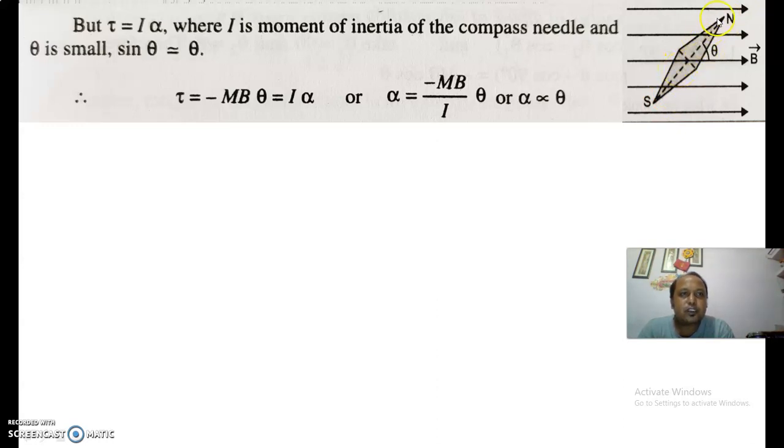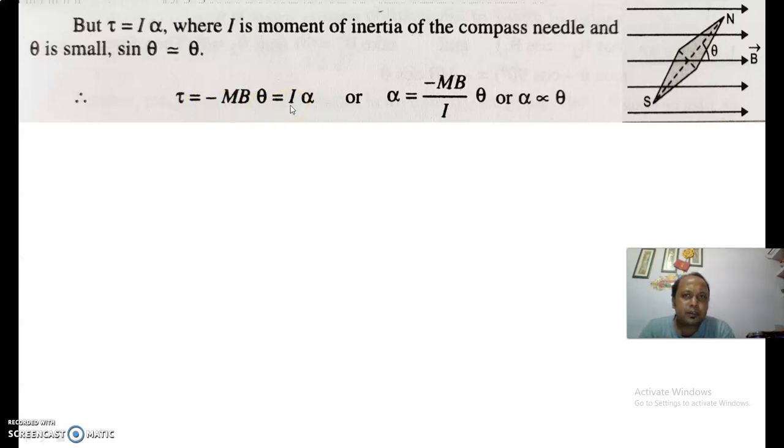So that is the rotating torque, and if this is the position of equilibrium, then the rotating torque is I alpha and the restoring torque is mB sine theta. They are equal and opposite, so we can represent them with a negative sign: minus mB sine theta is equal to I alpha. Now the condition here is that the value of theta is very small. We are considering the angle to be very small. So in that case, instead of writing mB sine theta, we write mB theta. So minus mB theta is equal to I alpha.